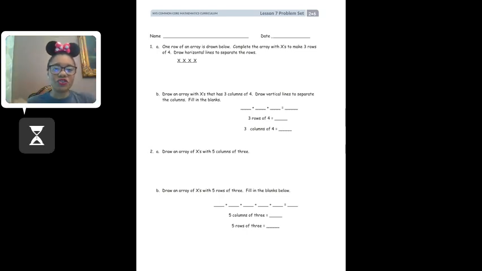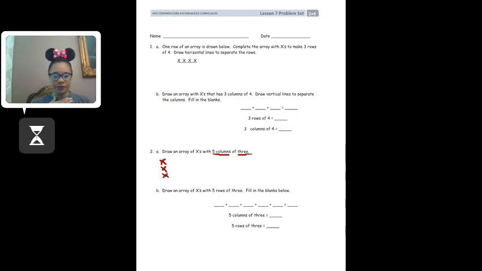All right, number 2 says, draw an array of X's with 5 columns. So we're going to be doing 5 columns of 3. So that means our columns are going to be up and down, top to bottom. So for our first one, I'm going to make a column. Let me make sure the pencil doesn't fade. It's going to have 5 columns, but only 3 X's in each column. So for my first column, I'm going to do 1, 2, 3. So I have one column with 3 X's, but how many columns do we need?